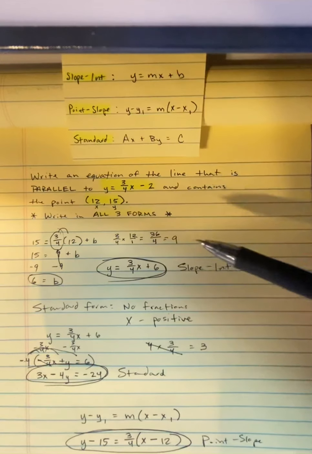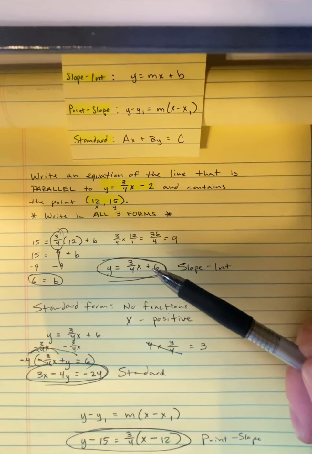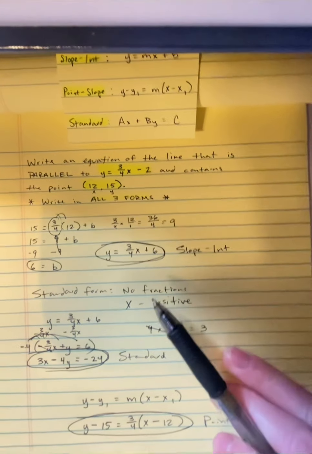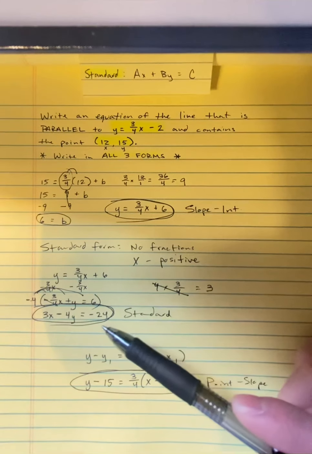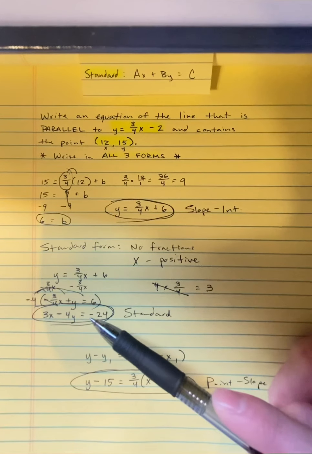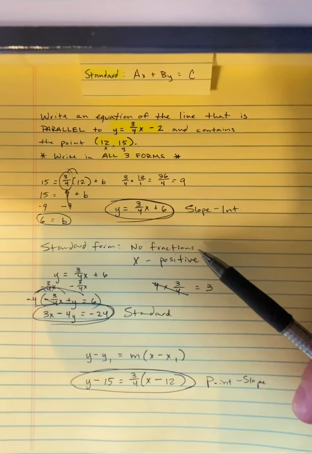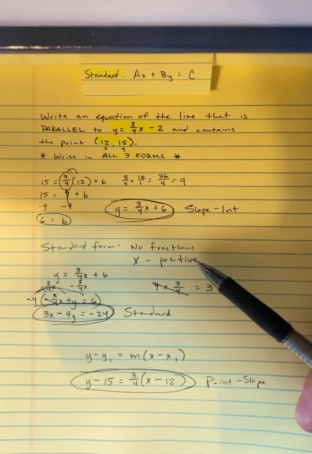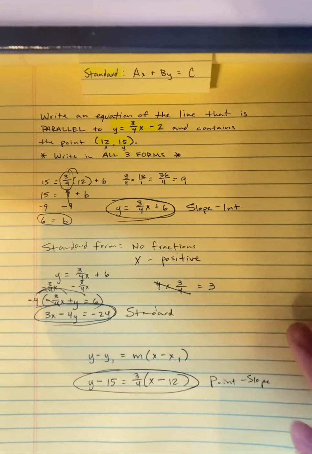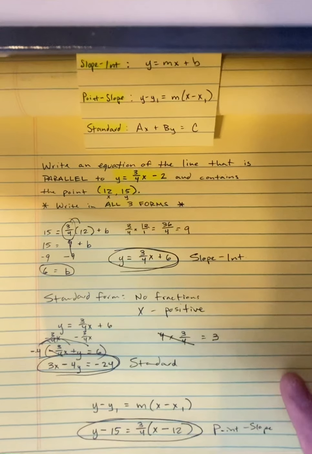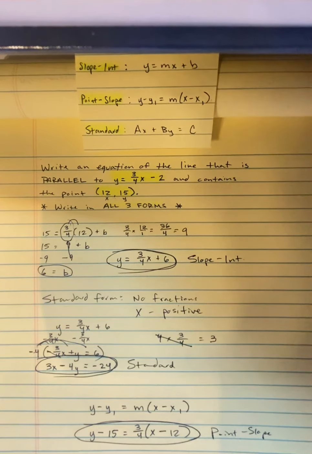Once we solved for b, we could rewrite the equation with our parallel slope and with the b that we solved for. And then for standard form, we just took our slope-intercept form, put it into the ax plus by equals c format, and we had to make sure that there were no fractions and that x had a positive coefficient. All right, so that was one problem. I know it took over 8 minutes, but hopefully as you watch this, you could use it to help you with the rest of the assignment.